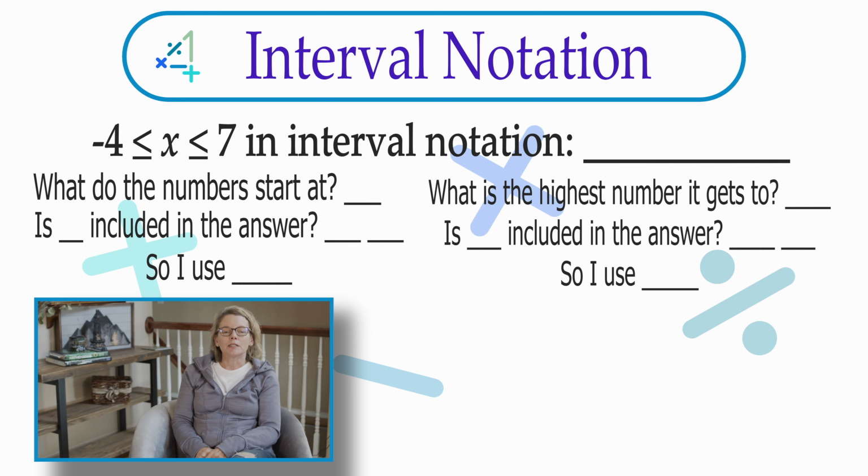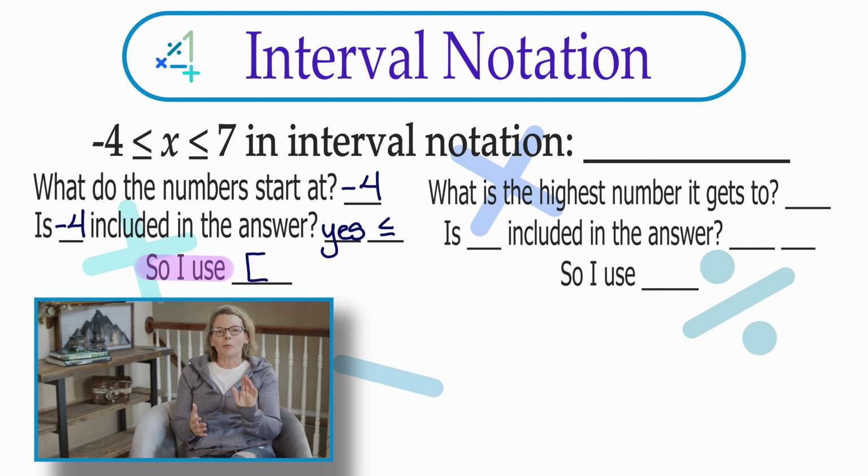Let's ask our questions and translate. What is the smallest number x can be? -4. Is it included? Yes, because of that nice line under the less than symbol, meaning it can also equal -4. So I use a left bracket. I will start my answer here and put -4, then comma to indicate we go up from there.